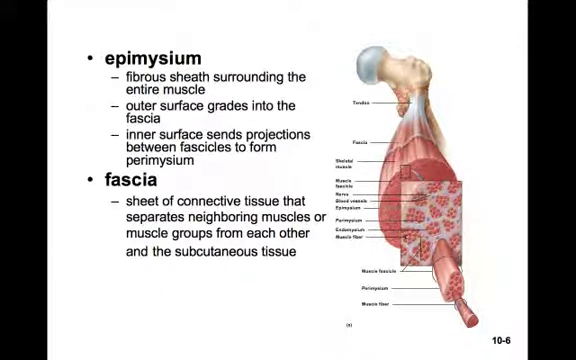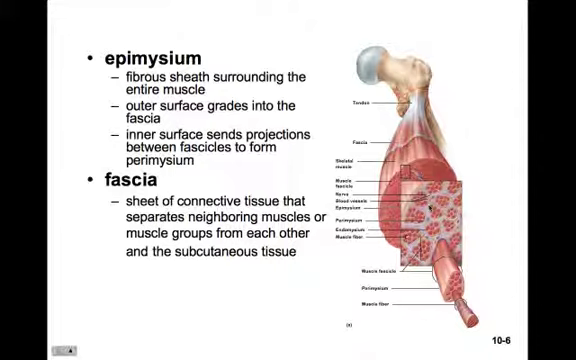Now, the bundles of muscle fibers that are called fascicles are bundled together in another protective layer called the epimysium. Epi means outside, so the endomysium was on the inside and the epimysium is on the outside. The epimysium surrounds the entire muscle. The outer surface of the epimysium sort of combines with the next layer, which is called the fascia. And the inner surface will send projections between the fascicles.